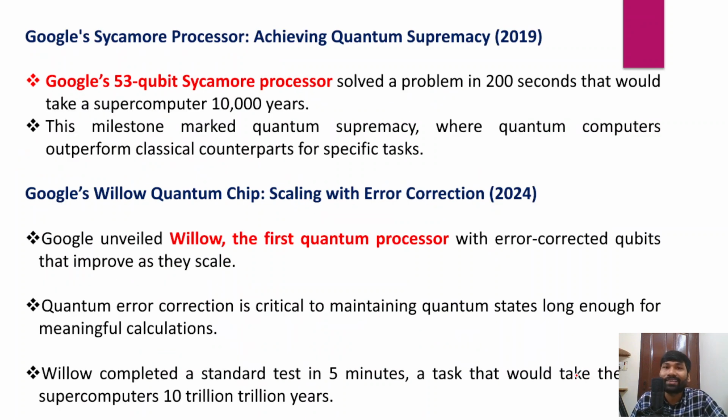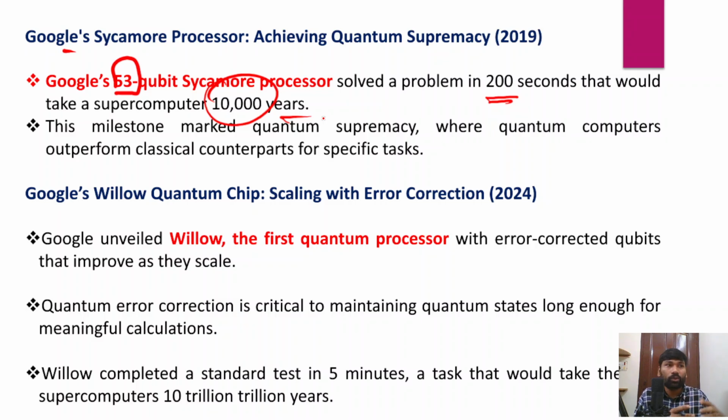However, what are the recent achievements with respect to quantum computing? We should also briefly understand the recent achievements in quantum computing. First is Google's Sycamore processor, which achieved quantum supremacy. Google's 53 qubit Sycamore processor has solved a problem in just 200 seconds, which would otherwise take around 10,000 years for the most powerful supercomputers that we have now, right?